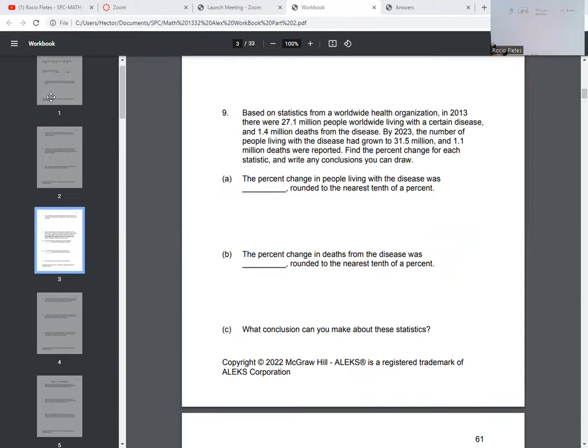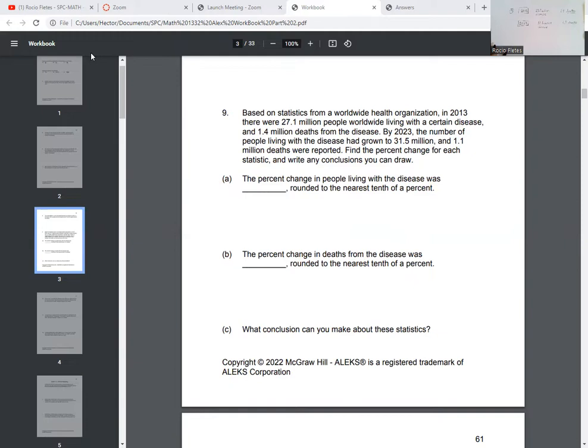Okay, so by 2023, so we're talking in the future, the number of people living with the disease had grown to 31.5 million, and 1.1 million deaths were reported. It says, find the percent change for each statistic and write any conclusions you can draw.